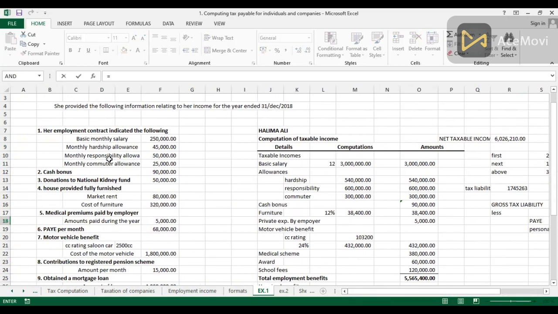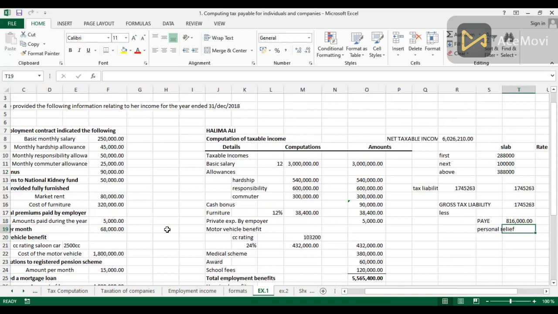Where is it? Our pay was this one here. So, and it's per month, so it will be times 12, isn't it? And then personal relief is 28,800, isn't it? So equals this one here minus this one minus the personal relief, enter. So this one is the net tax liability.